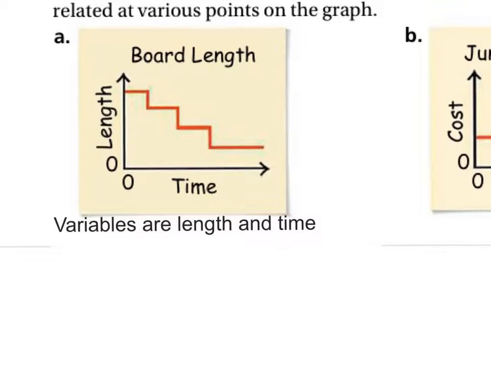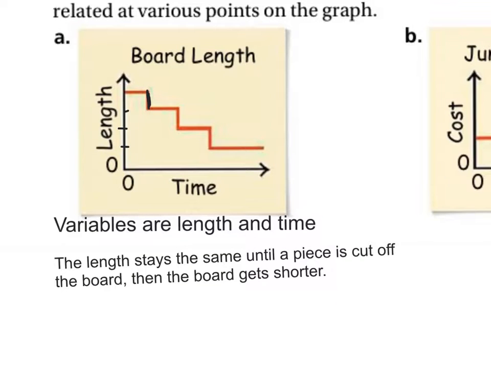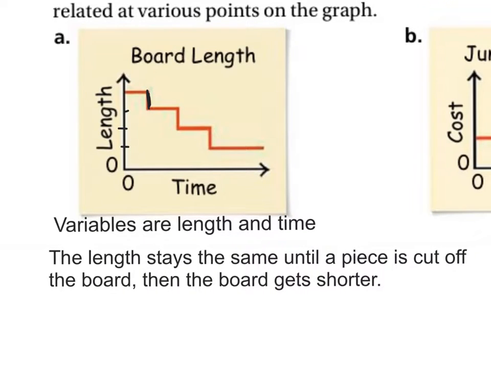What's happening is the length is staying the same for a little bit while we're trying to cut off a piece. And then right when we cut off a piece, the length goes down for the length of the board that's remaining anyway. That's getting shorter because we cut off part of the board. So we could say something like the length stays the same until a piece is cut off the board, then the board gets shorter.